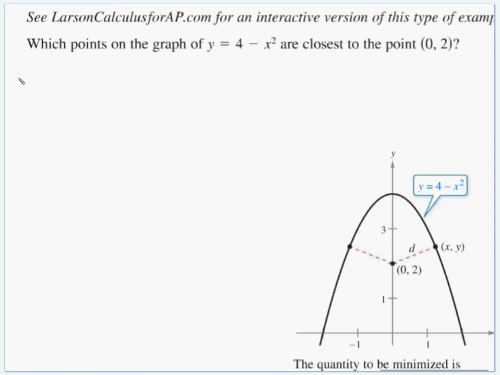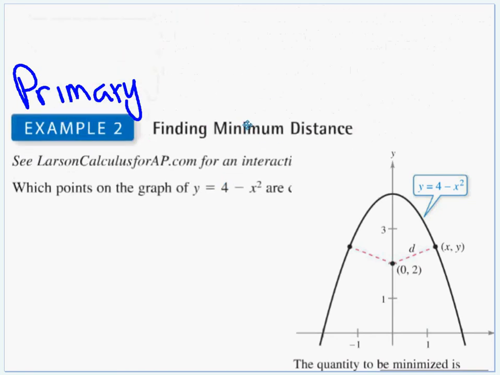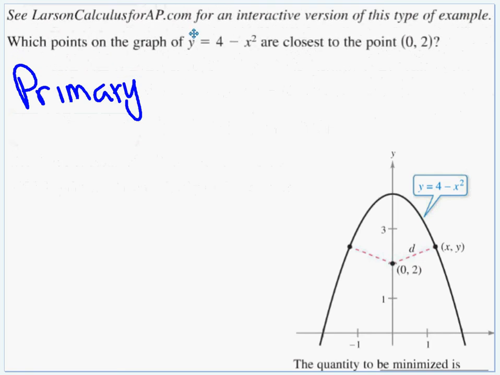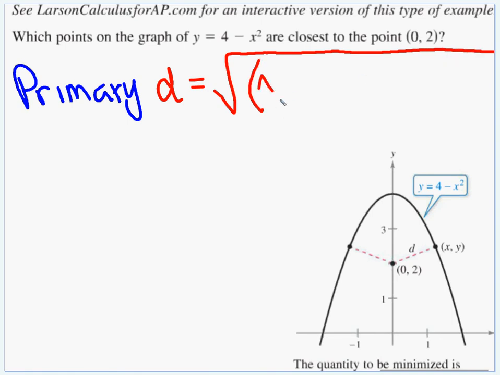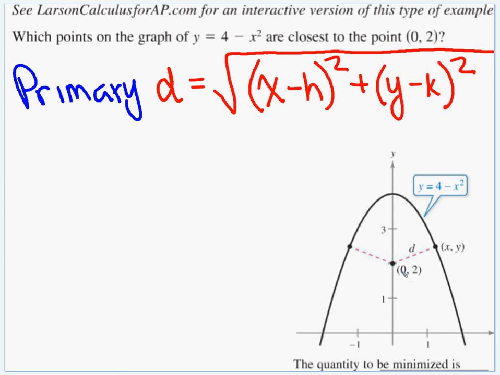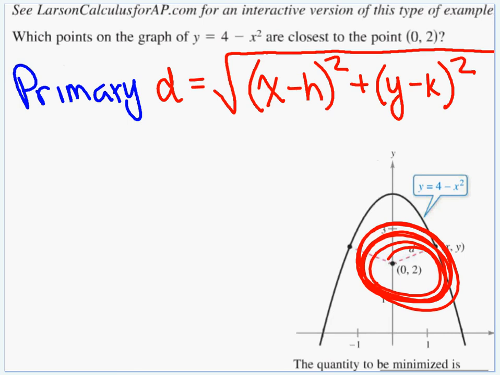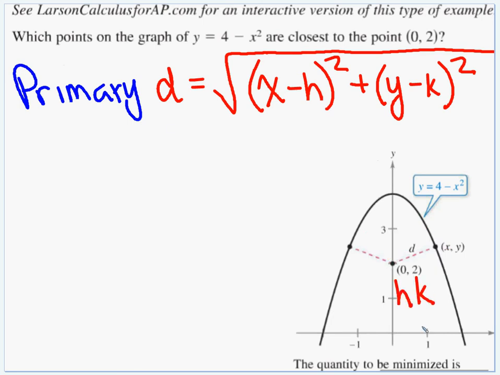Okay. So our primary, what are we trying to minimize or maximize? If I bring this back down, it says finding minimum distance. We want to minimize the distance between our parabola and that fixed point. Do we have an equation for distance? You betcha. Distance equals the big old square root of x minus h quantity squared plus y minus k quantity squared, the good old distance formula. Now to get rid of some of those variables, this point 0, 2, our fixed point, is the h and the k. H is 0, k is 2.